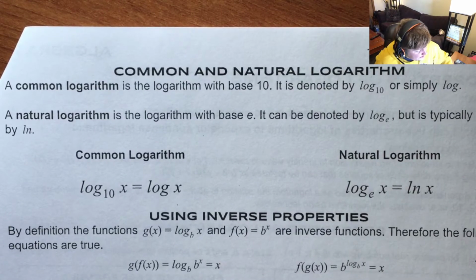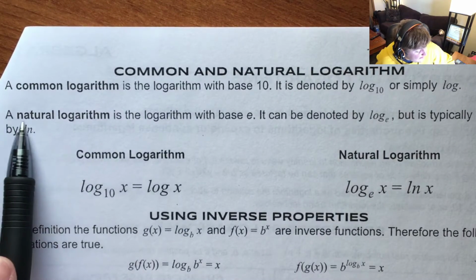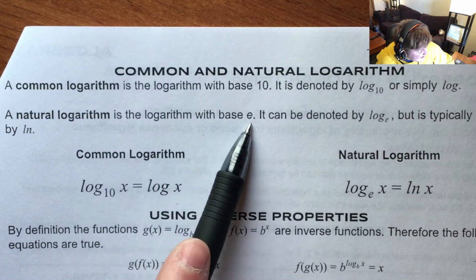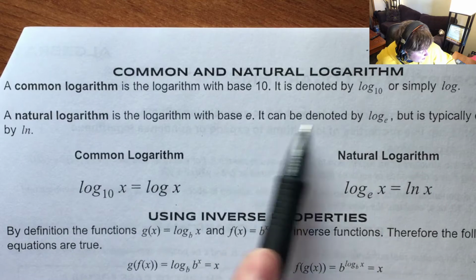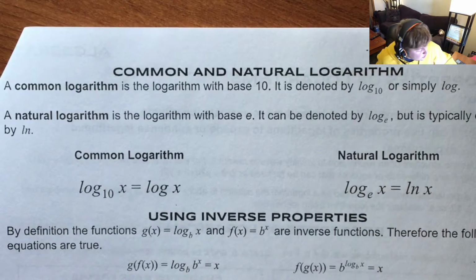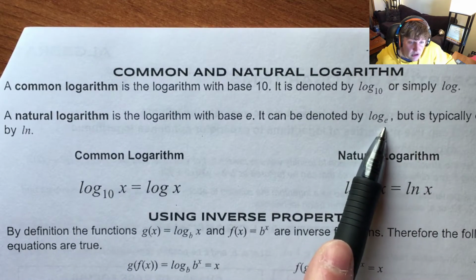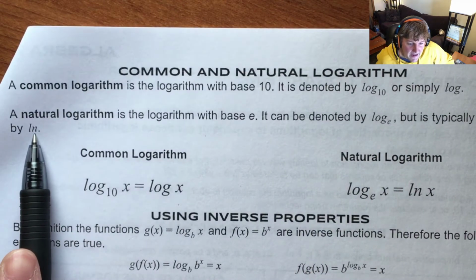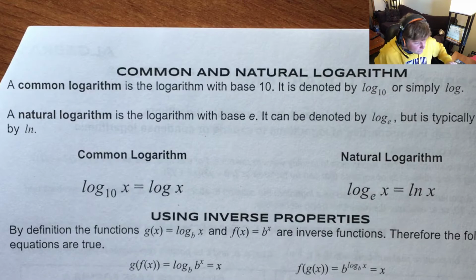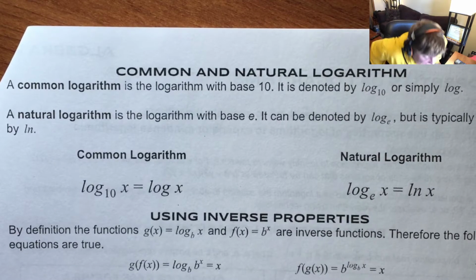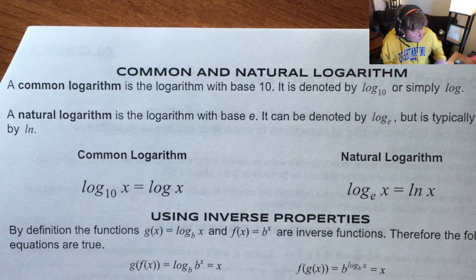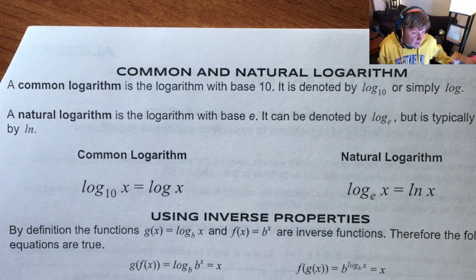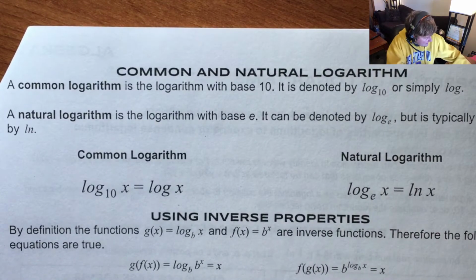Okay, there is another one, and this one is going to be the natural logarithm, and the natural logarithm is with base e, and it can be denoted by log base e, but I can be honest, I've hardly ever seen that, and it is almost always going to be denoted by ln. Okay, so if your base is e, it's going to be denoted with ln, and we've already talked about e in 8.2.